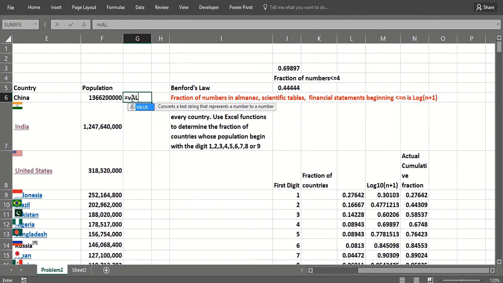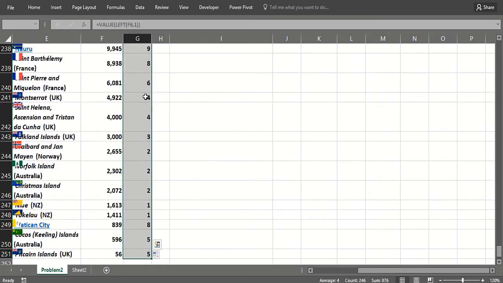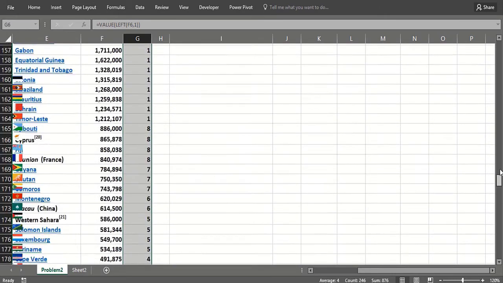So I would say VALUE, and I'd say LEFT, comma 1. I need 2 right parens to close that. So that's a 1. Double click and copy that down. I hope that went down to Pitcairn Islands. Yep. Okay, so Pitcairn Islands begins with 5.